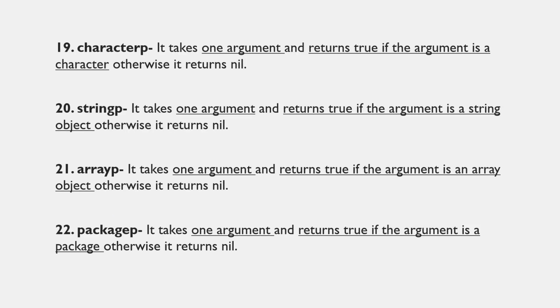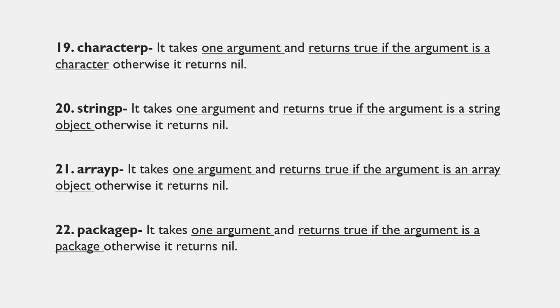In the same way, character p, if the given value is a character, you will get the answer true or nil otherwise. String p, if the value provided is a string. String means what? A number of characters provided, like a person name. If the provided characters are a string, then you will get the answer as true, or you will get a nil otherwise.